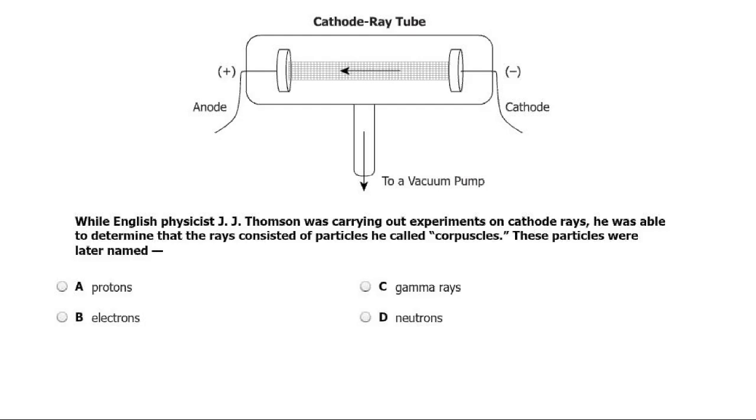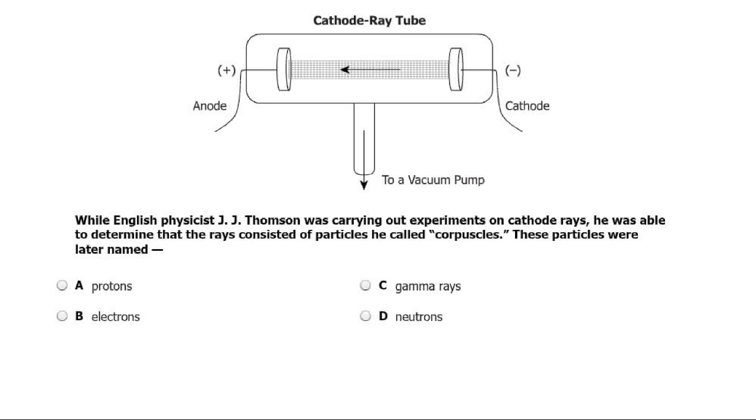This is a cathode ray tube. If you remember when we learned about the scientists and atomic theory development, English physicist J.J. Thomson was carrying out experiments on cathode rays, and he was able to determine that the rays consisted of particles he called corpuscles. These particles were later named electrons. Here's a couple of ways to think about this if you don't remember the history of it. Negative and positive charges, anodes and cathodes, that sounds a lot like electricity, because this was kind of like a neon lamp, so to speak. And what moves in an electric current are something called electrons.